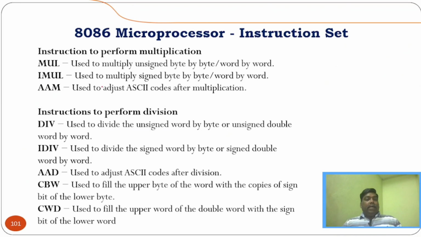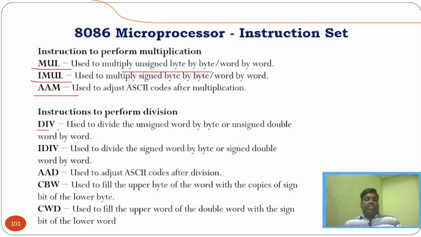So you can see the instructions for multiplication. MUL is normal multiplication between unsigned bytes or words, and similarly IMUL is the instruction that is used for signed multiplication. It can be a byte or a word, right? And AAM, once again, after multiplication, will convert the lower nibble to the correct BCD form.